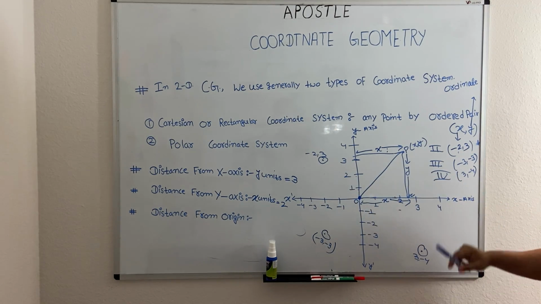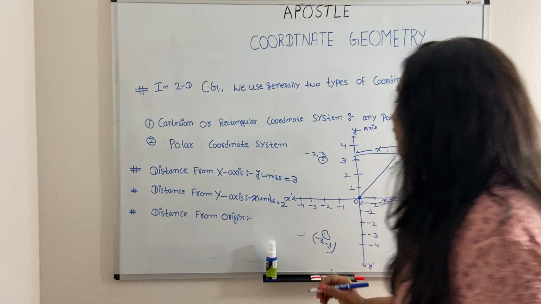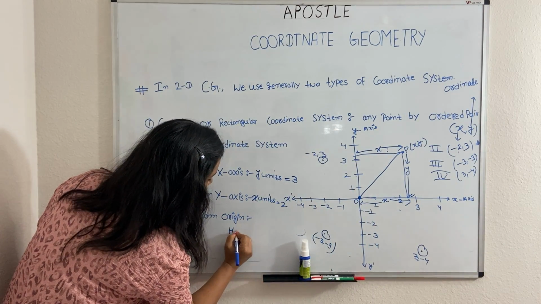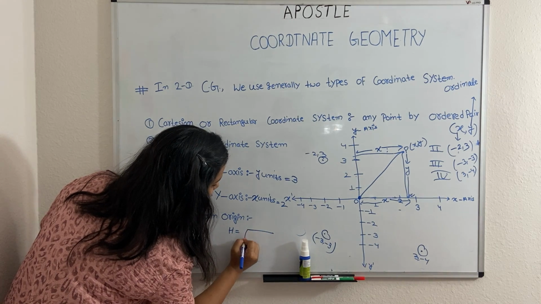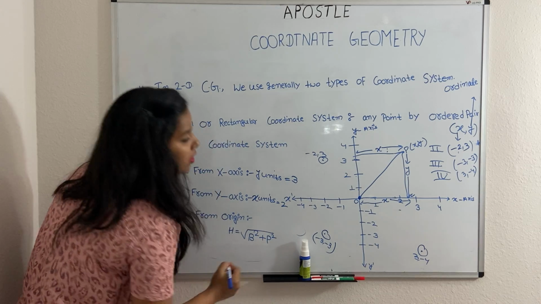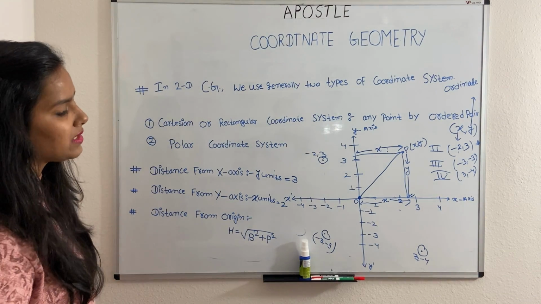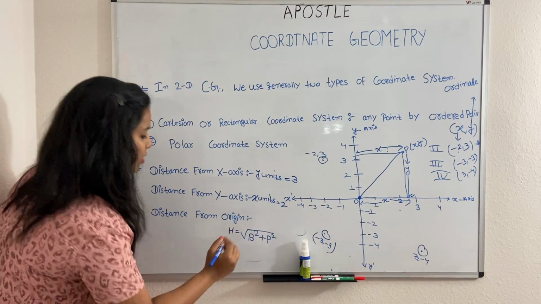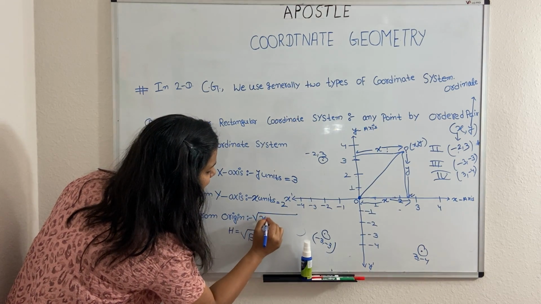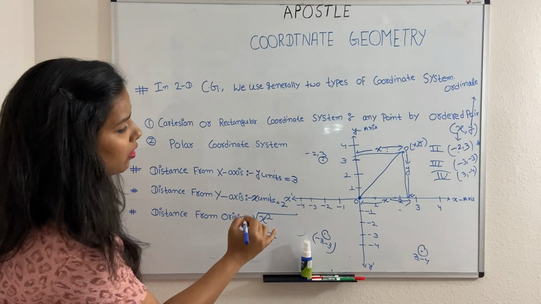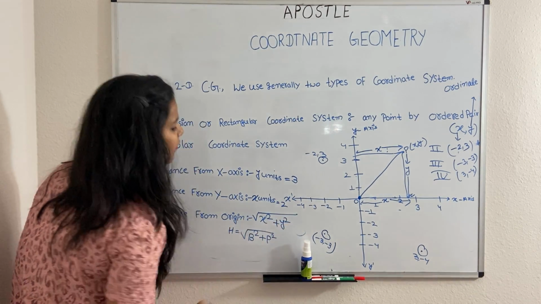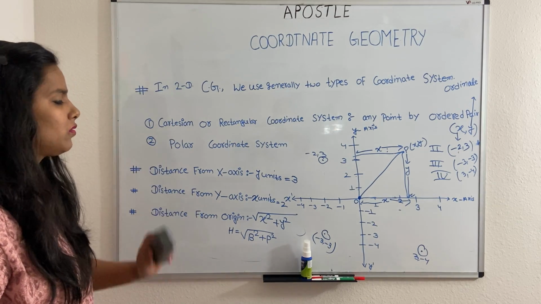Now OPC is a right triangle, and we know the concept of a right triangle: hypotenuse is equal to the square root of base square plus perpendicular square. So here, what is the base? Base is along the x-axis, x. So for the value of base I can write x square, and for the value of perpendicular I can write y square. So we can develop one new formula, the distance from origin.